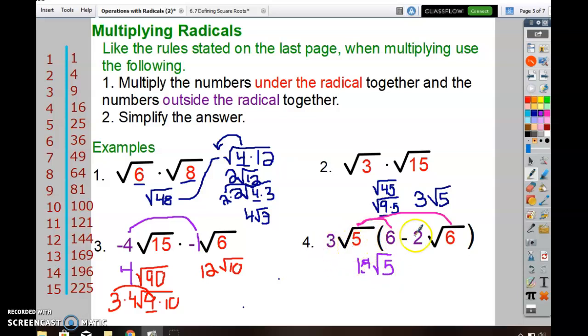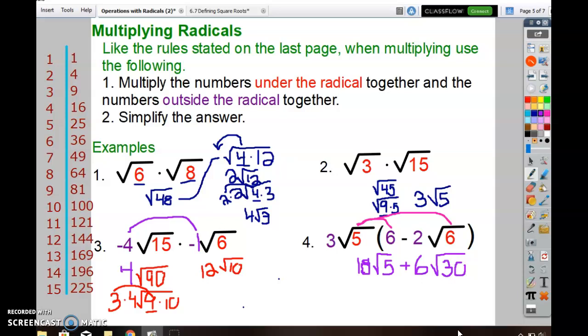So now I have 3 radical 5 times negative 2 radical 6. So again, we're going to go 3 times negative 2, and I'm going to get negative 6 radical, and then I go 5 times 6, which is 30. So now this is turned into an addition problem. When I look at this, I have the 5 and the 30. They aren't the same numbers underneath the radical. I know I can't break down radical 5 anymore. Now I need to think of 30. I know my factors for 30 are 1 and 30, 2 and 15, 3 and 10, 5 and 6. None of those are perfect squares, so I know I cannot simplify 30 down. So that means my final answer is 18 radical 5 plus 6 radical 30.